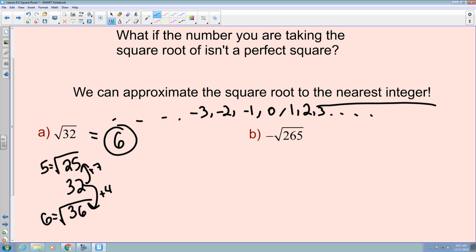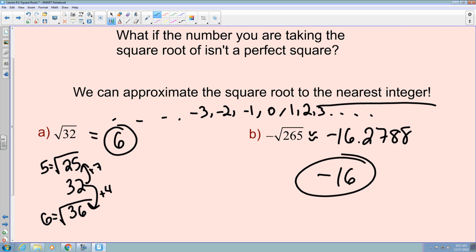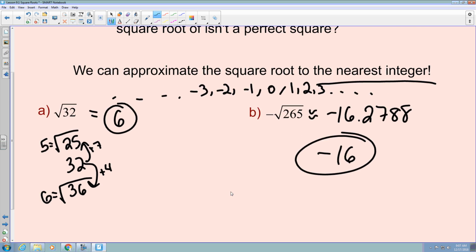All right, sometimes it's a little bit more challenging. Like I got the square root of 265. You may not be able to easily identify values that are already perfect squares, but this is approximately, and since I got the negative there, negative 16.2788. All right, but they want to the nearest integer, since it's 0.2, negative 16 is my approximation to the nearest integer.